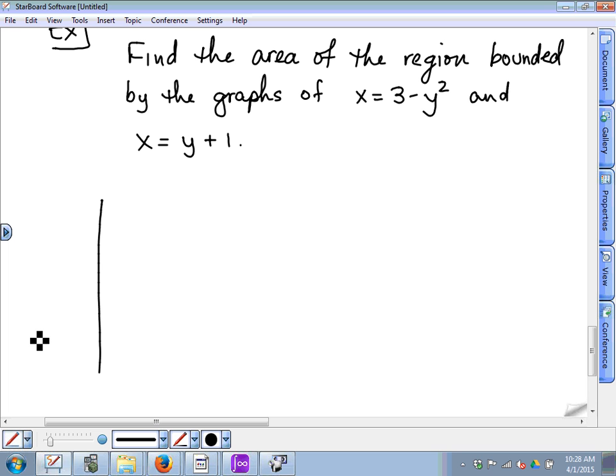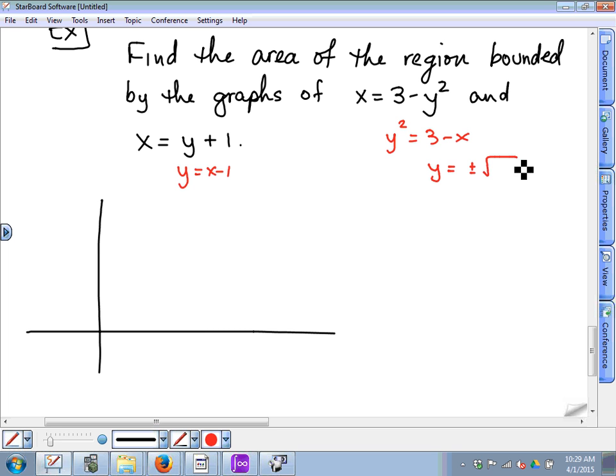Let's first take a look at a graph here. This graph, if you just subtract a 1, wouldn't you just have y equals x minus 1? I'm going to write that in red. This is just y equals x minus 1. Over here, if you added the y squared over and subtracted the 3, you have y squared equals 3 minus x. And then you'd square root and get y equals plus and minus. What's the problem with this? The problem is it's not a function. Okay. It moves 3 units to the right.